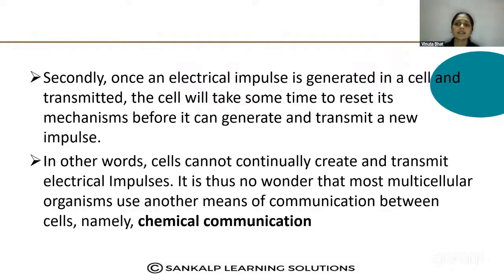So what is this chemical communication? A chemical is secreted or generated in some part of the cell or some part of the organism, and it moves to different parts, creating some effects. That is called chemical communication, and it is present in plants as well as animals.